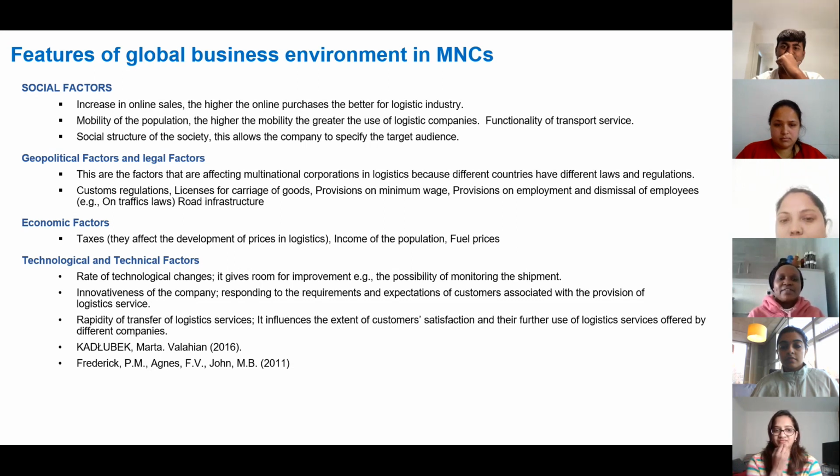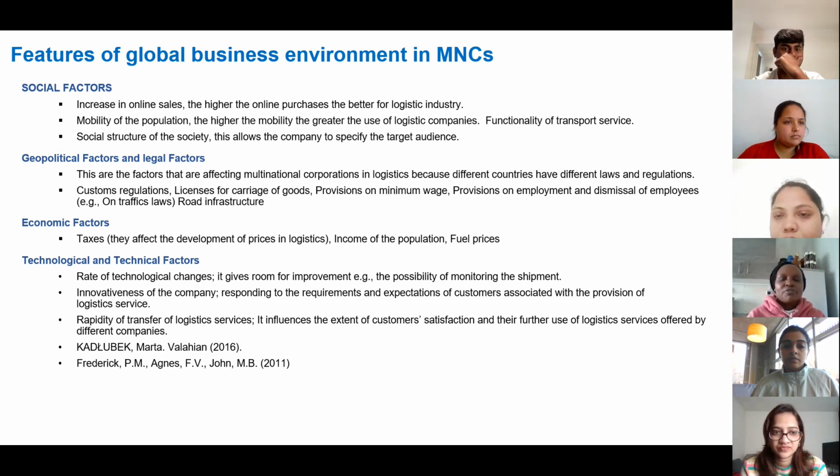I'm going to take features of global business environment. I have four factors that I've analyzed with my group. The first one is social factor. Social factor affects logistic industry because it depends on the mobility of the population. The more mobile the population is, the more they increase in logistics facilities use, and thus it brings more business to logistics industry. Also, we have the social structures. This allows the company to specify and target the audience of the market.